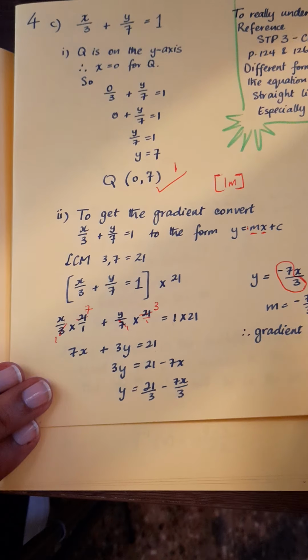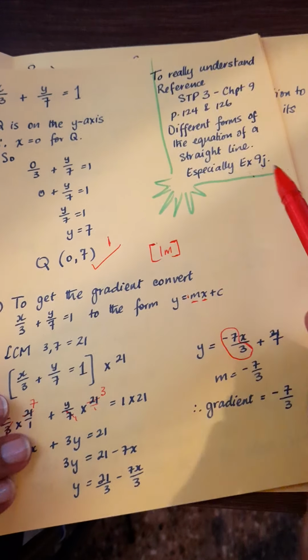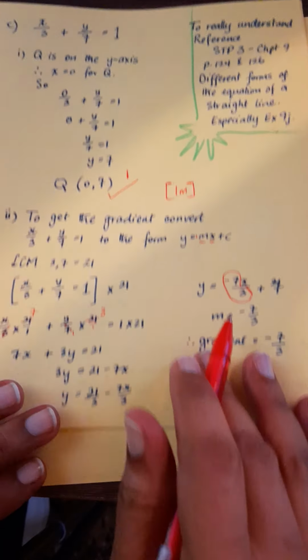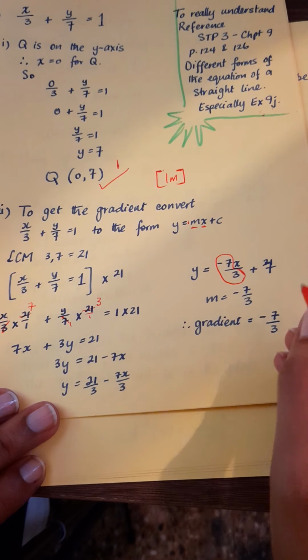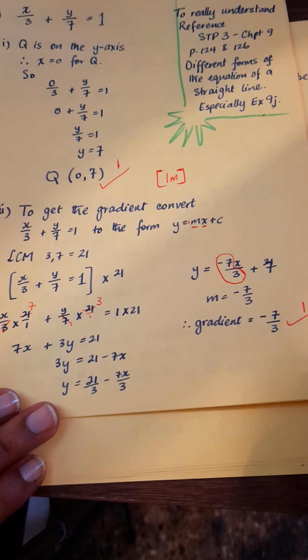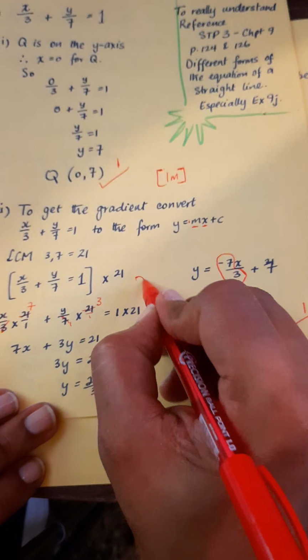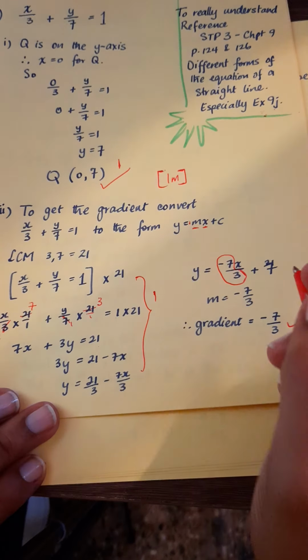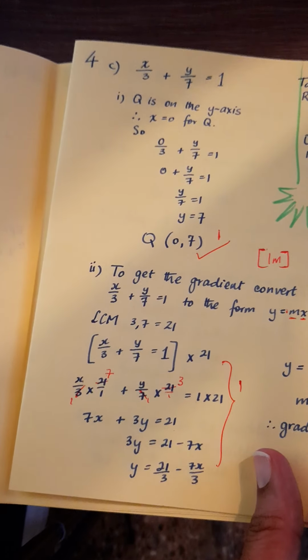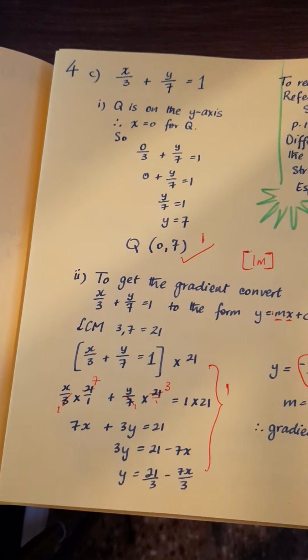There are easier ways to do it. If you would only check exercise 9G, you will find an easier way to do it. So it's 2 marks. 1 mark for your gradient, and 1 mark for any part thereof. 2 marks. Total for number 4 is 9 marks.